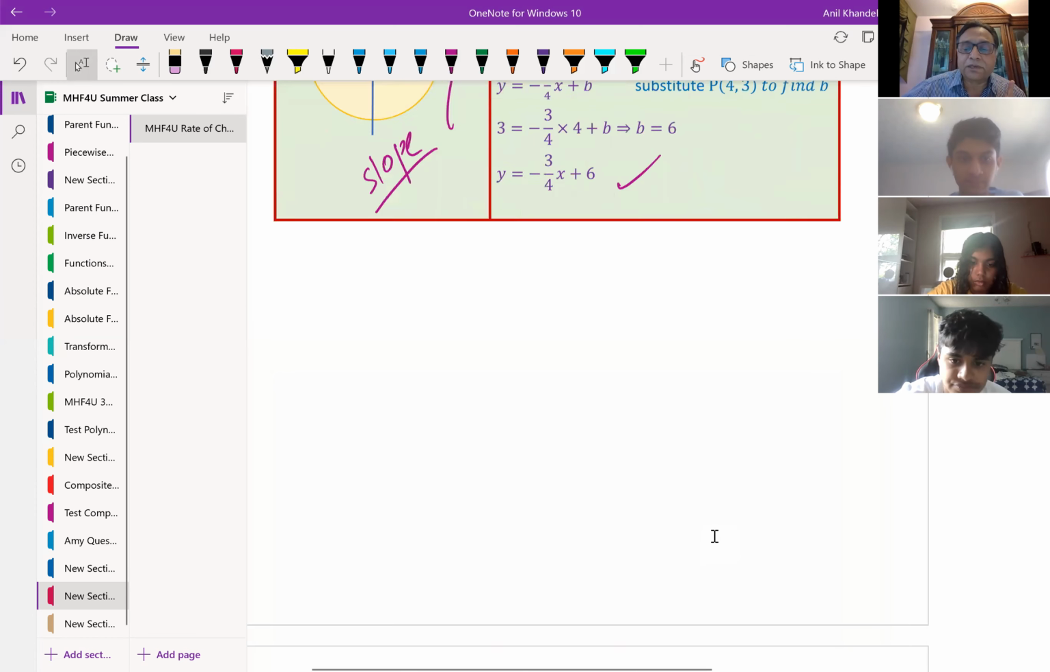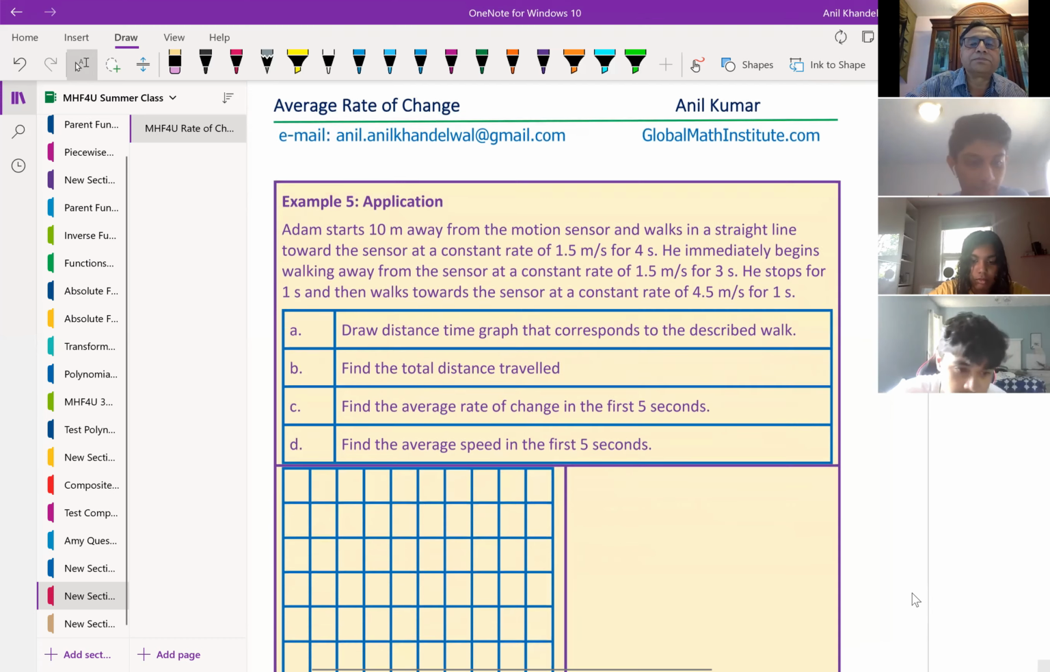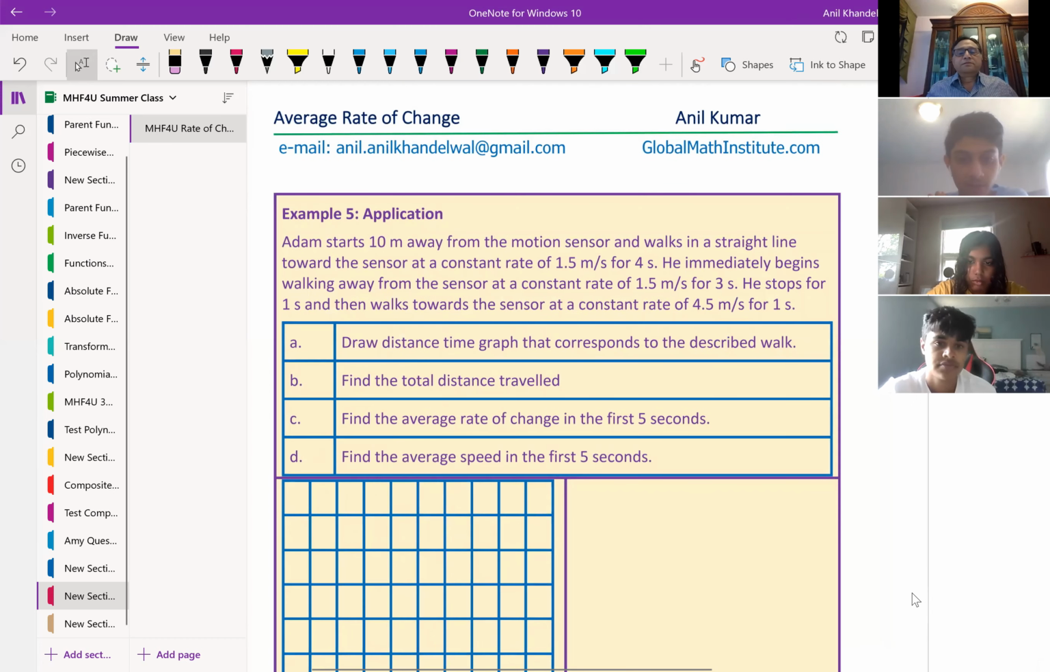But this is extremely important. Now we're getting into applications. Interesting, correct? Akshit, can you please read this question? Yes, sir. Adam starts 10 meters away from the motion sensor and walks in a straight line toward the sensor at a constant rate of 1.5 meters per second for 4 seconds. He immediately begins walking away from the sensor at a constant rate of 1.5 meters per second for 3 seconds. He stops for 1 second and then walks toward the sensor at a constant rate of 4.5 meters per second for 1 second. Draw the distance time graph.